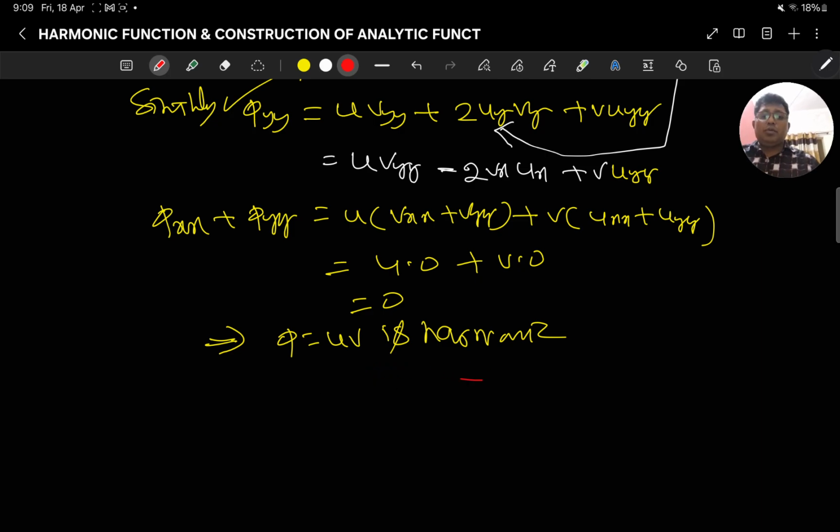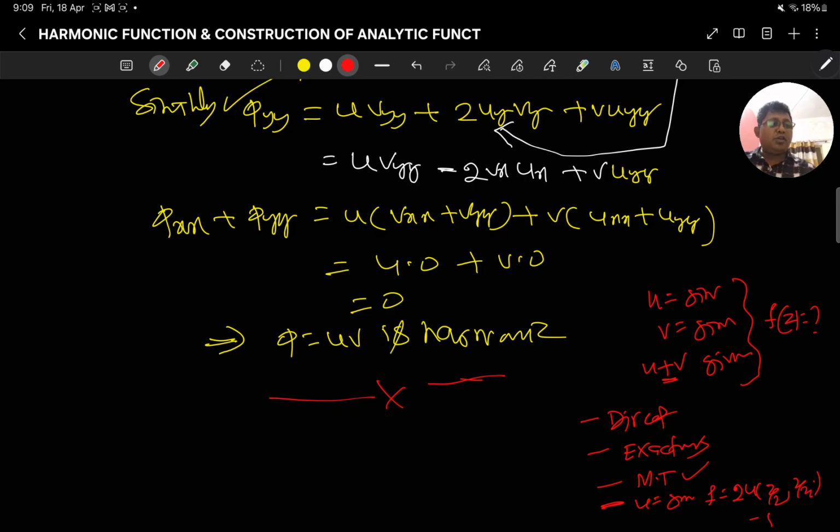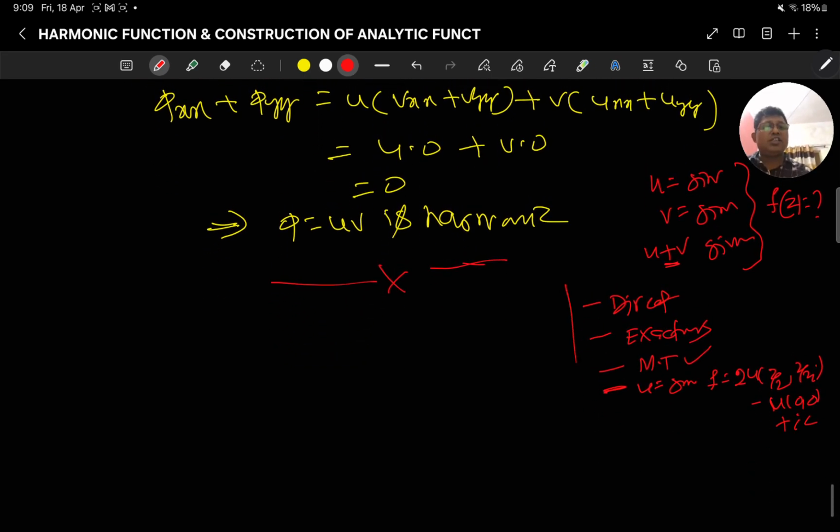As we discussed, the main importance of this lecture is: u given, or v given, or u plus v given, or u minus v given, and you need to find what is f of z and what is the other conjugate function. So now we have discussed many things. One is the direct method. Then we have discussed exactness, and the Milne Thomson formula. And finally, if u is given, then f is equal to 2i times c u of z by 2, comma, minus z by 2, minus u(0,0) plus ic.